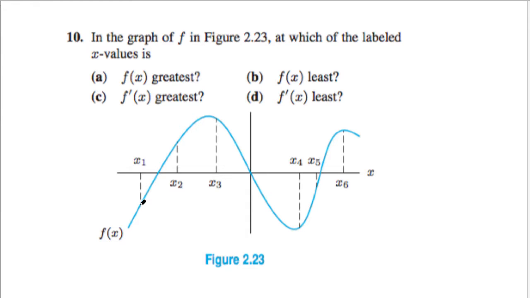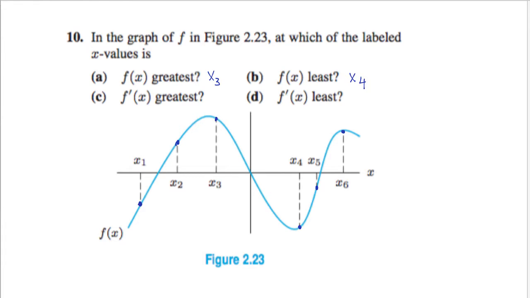So out of all of these, we have a point here, a point here, here. So this is 4, 5, and 6. So at which of these is f of x the greatest? Well, that would be at x3, because this right here is literally the greatest value for f of x. For B, we want to know when is f of x the least. So out of all of these, the actual value for f of x that's the lowest is between x1 and 4, and it appears that x4 has the least value for f of x.